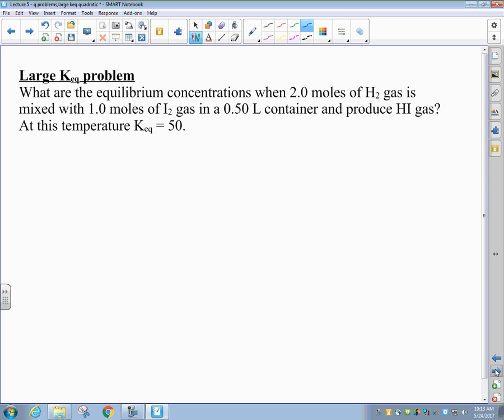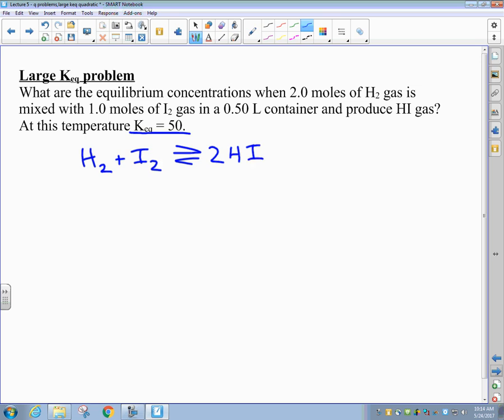We have 2 moles of hydrogen gas mixed with 1 mole of iodine gas in a 0.50 liter container to produce hydroiodic gas. At this temperature, the KEQ value is 50. So seeing a large KEQ value right there means you're going to have a lot of material shift from the reactant side to the product side. X will be a large number. So first thing I'm going to do is write an equation. We're going to have H2 plus I2 in equilibrium with 2HI.